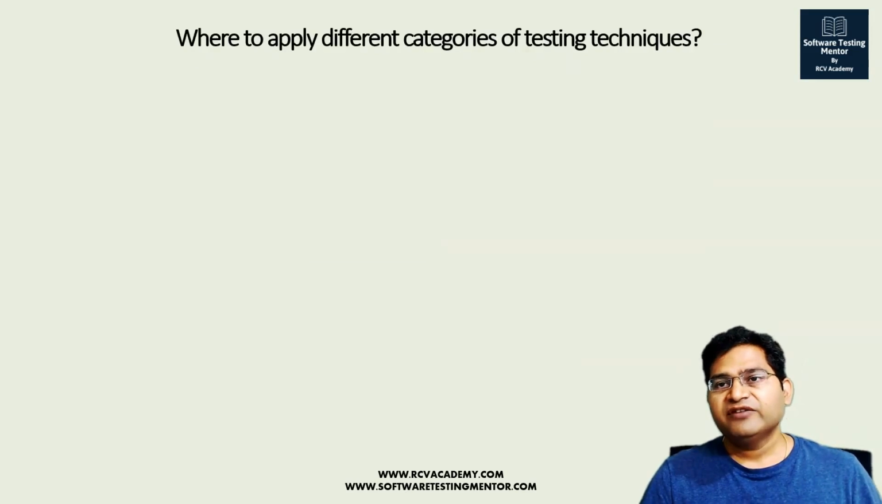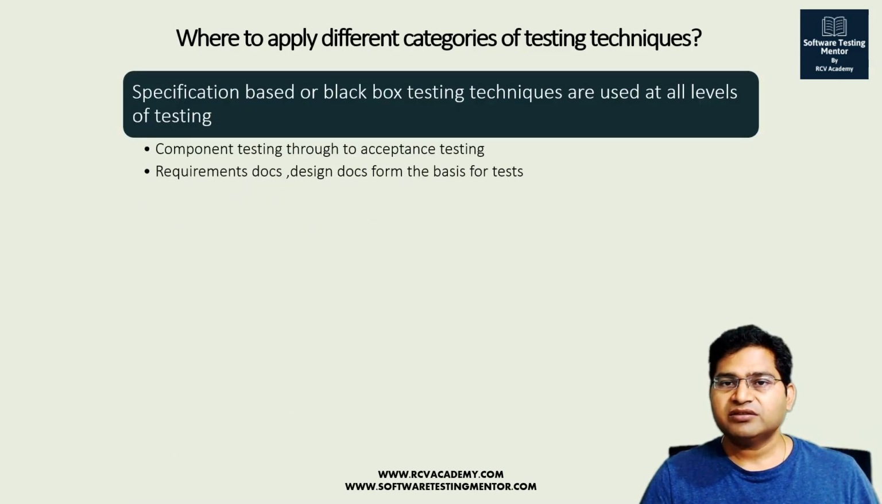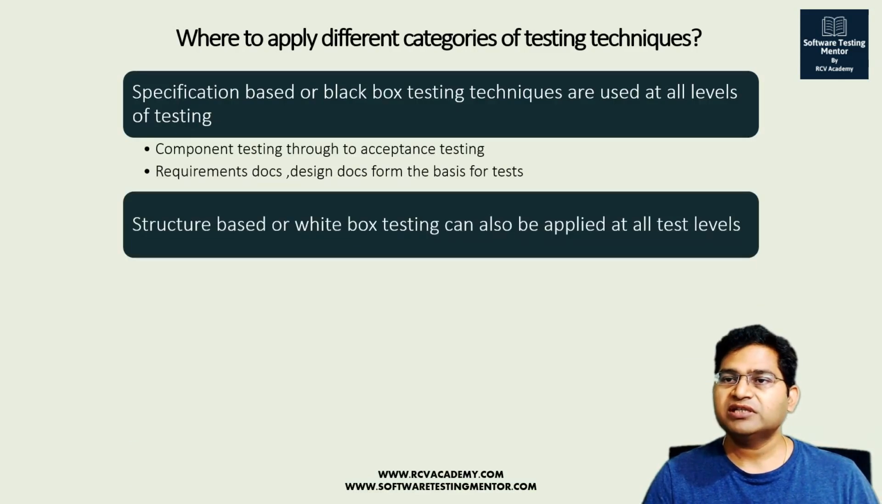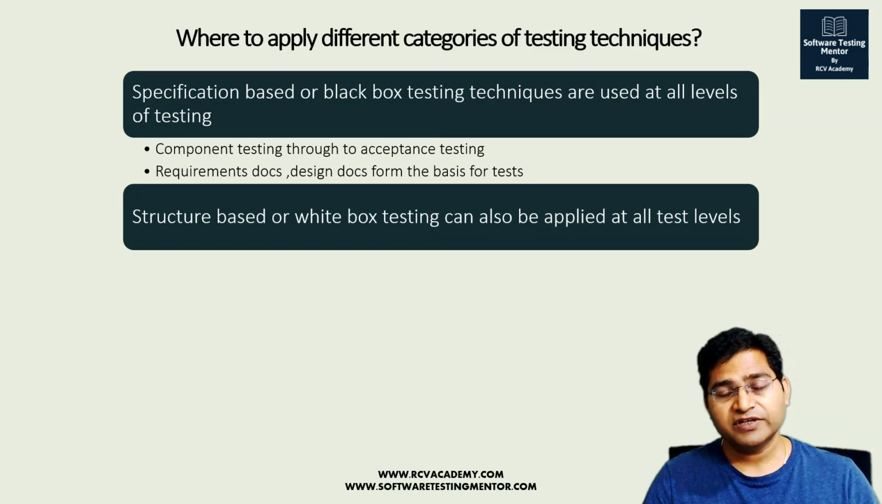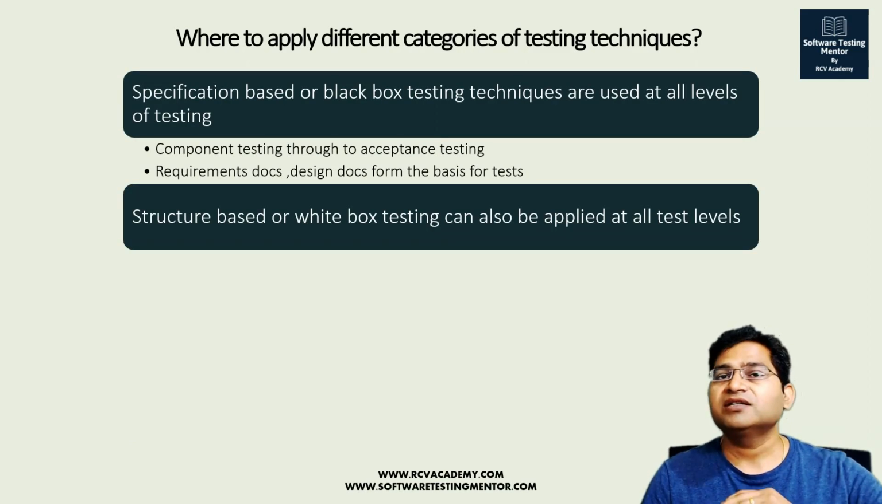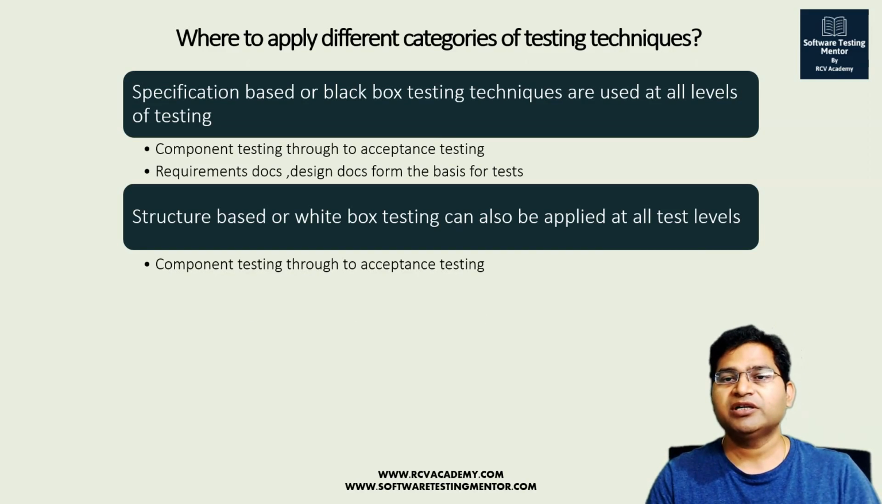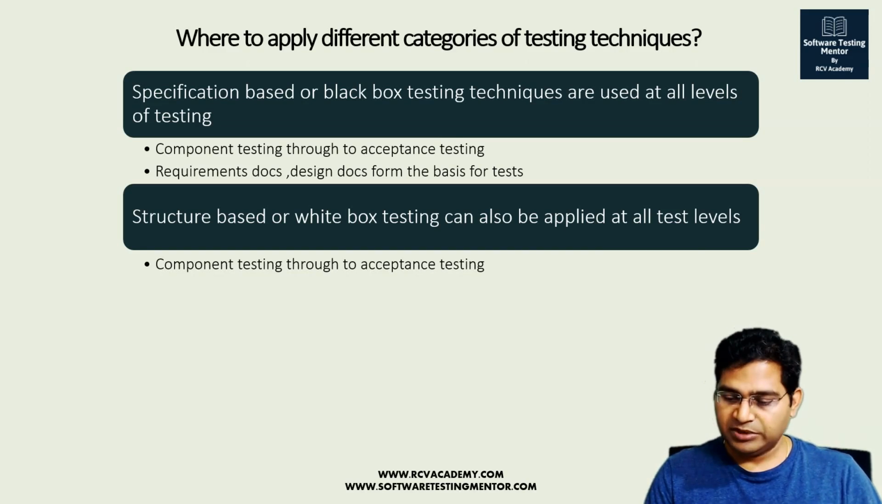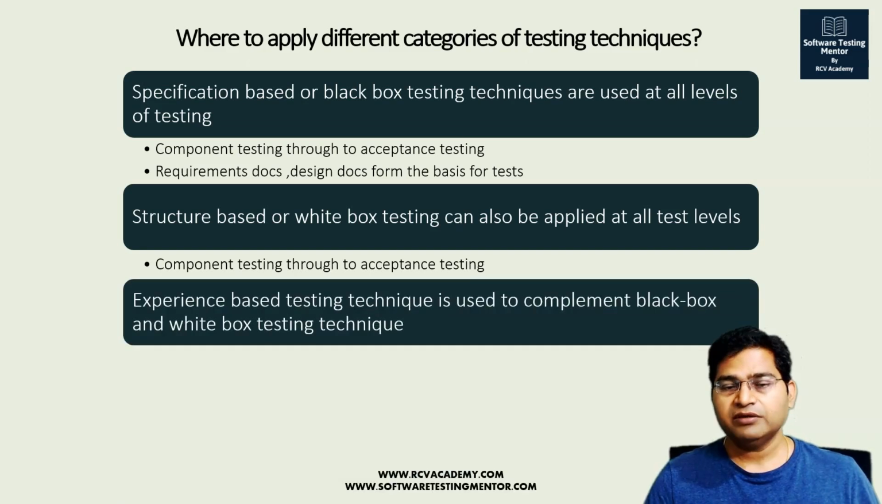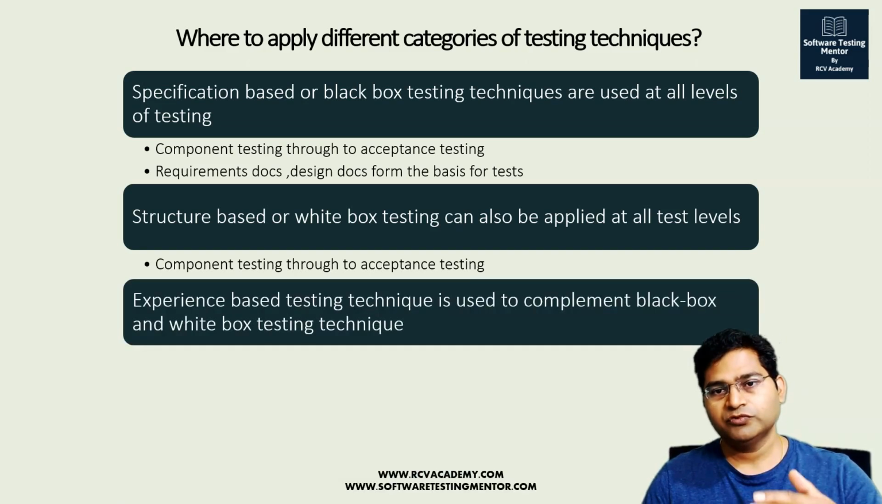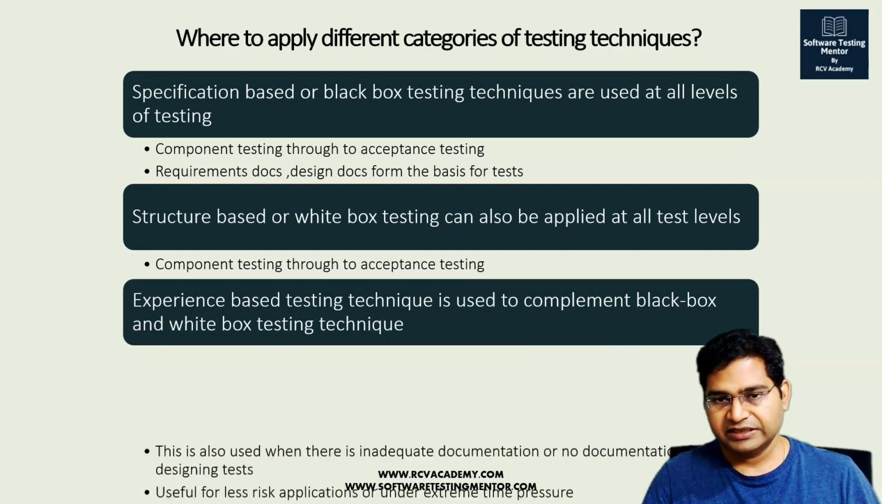Now, where to apply the different categories of testing techniques. Specification-based or black box testing techniques are used at all levels of testing. It is not only at a specific level. It is component through to acceptance, and it can be applied on requirement and design documents. White box testing can also be applied at all different levels: unit, integration, system, acceptance. So at all levels you can apply any of these techniques.